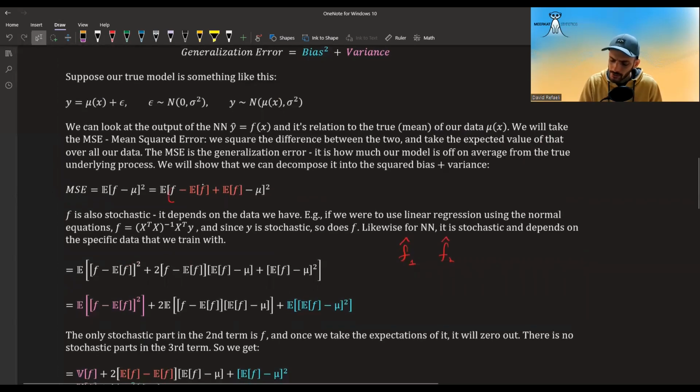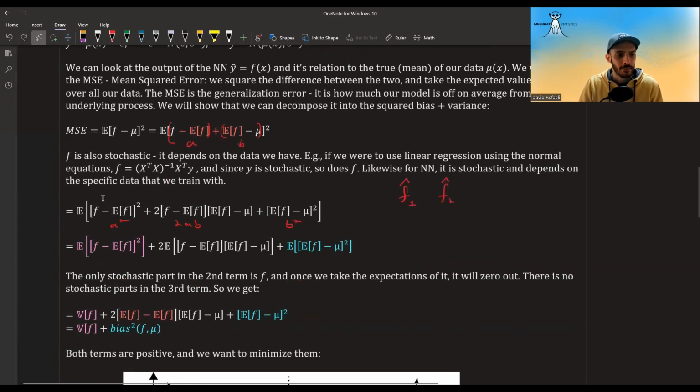Okay, now I will call this thing a and this thing b, okay? And I'll square it, so I'll have a squared, b squared, and 2 times ab. Now an expectation of a sum is the sum of expectations, so we'll take the expectation with regards to each element here. The first element is just by definition the variance of f, okay? So we will denote it by V of f and we will keep it all the way through.